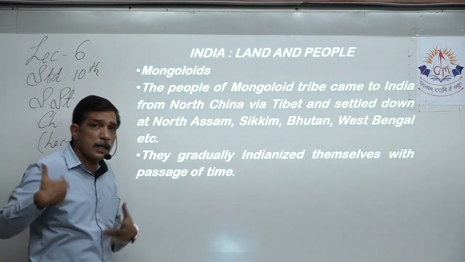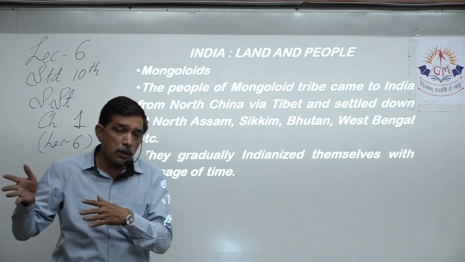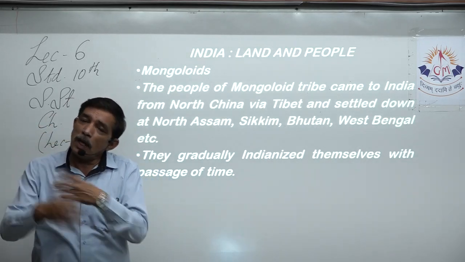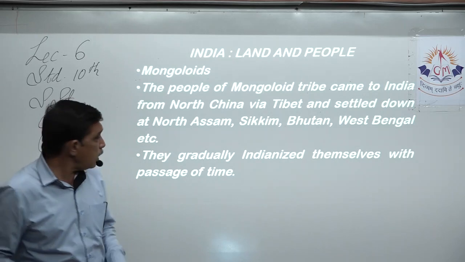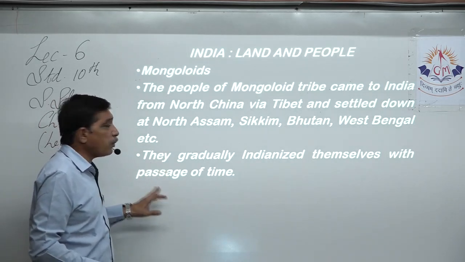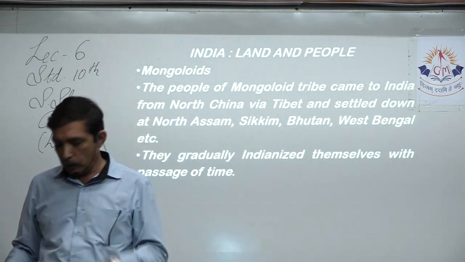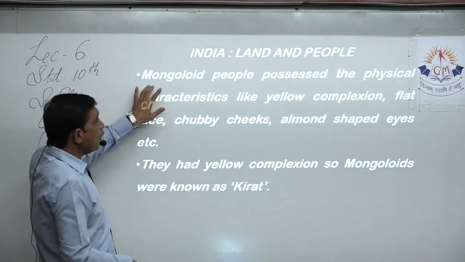They gradually Indianized themselves. Now, people were already living over there also, right? So, they had to Indianize. And how do we Indianize? By intercaste marriage, right? So, they gradually Indianized themselves with passage of time. These people were not quite huge in number, but still, they came to India.